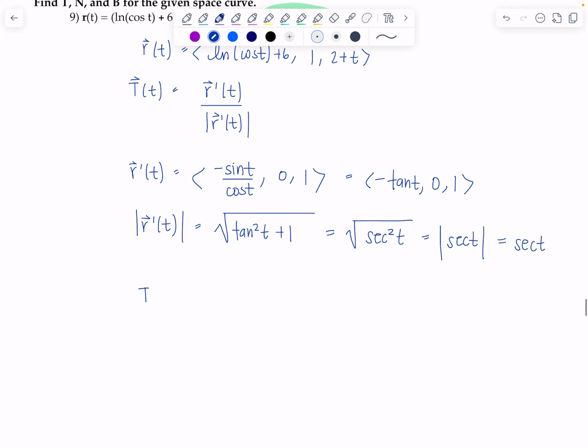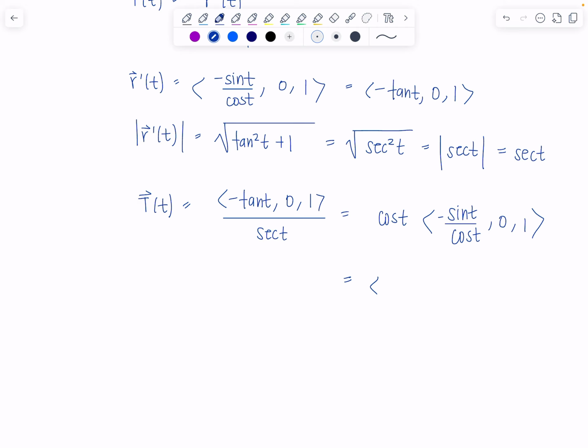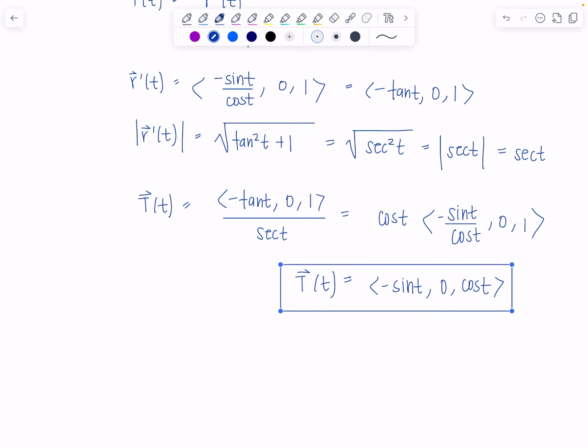So then my unit tangent is negative tan t, 0, 1, divided by secant t. But that simplifies. That's the same as multiplying cosine t through the vector, which I'll rewrite tangent now as sine t over cosine t, 0 and 1. And this becomes, that's right, negative sine t, 0, cosine t. So this is my unit tangent. Cute, cute, cute, cute. We love it. Now to get the unit normal.